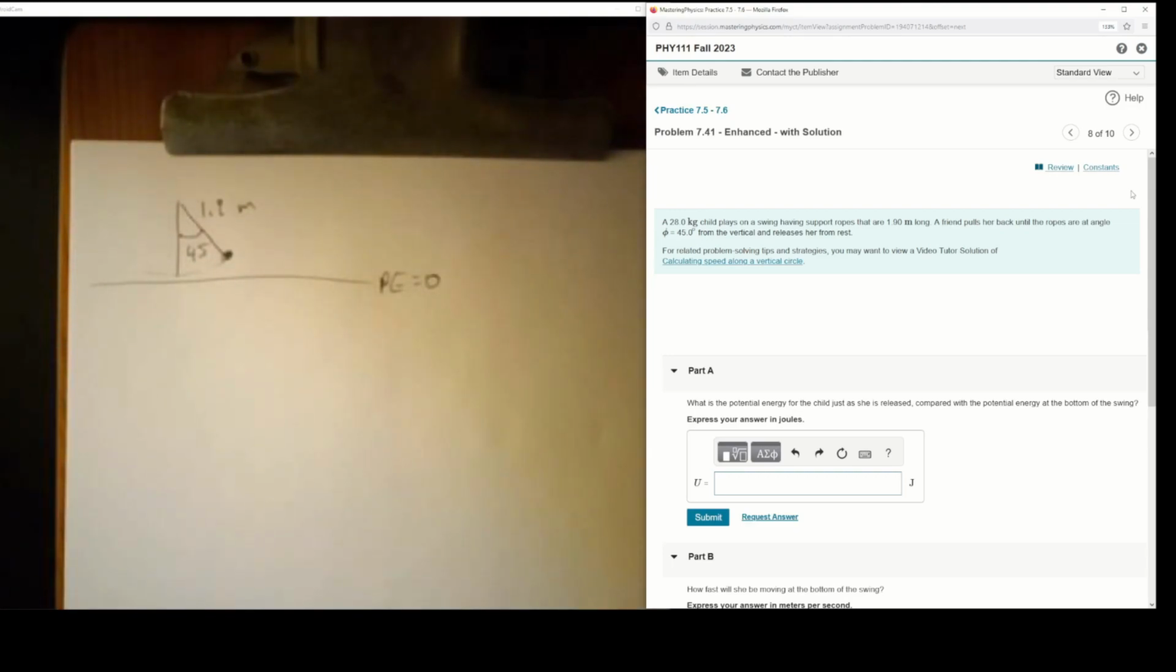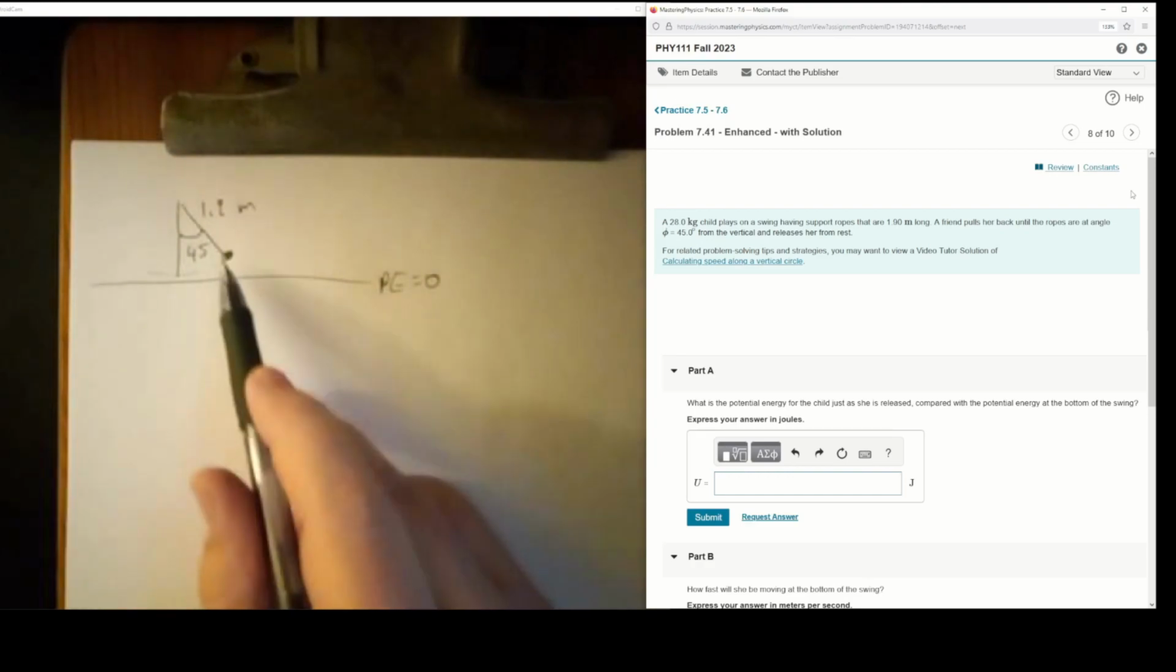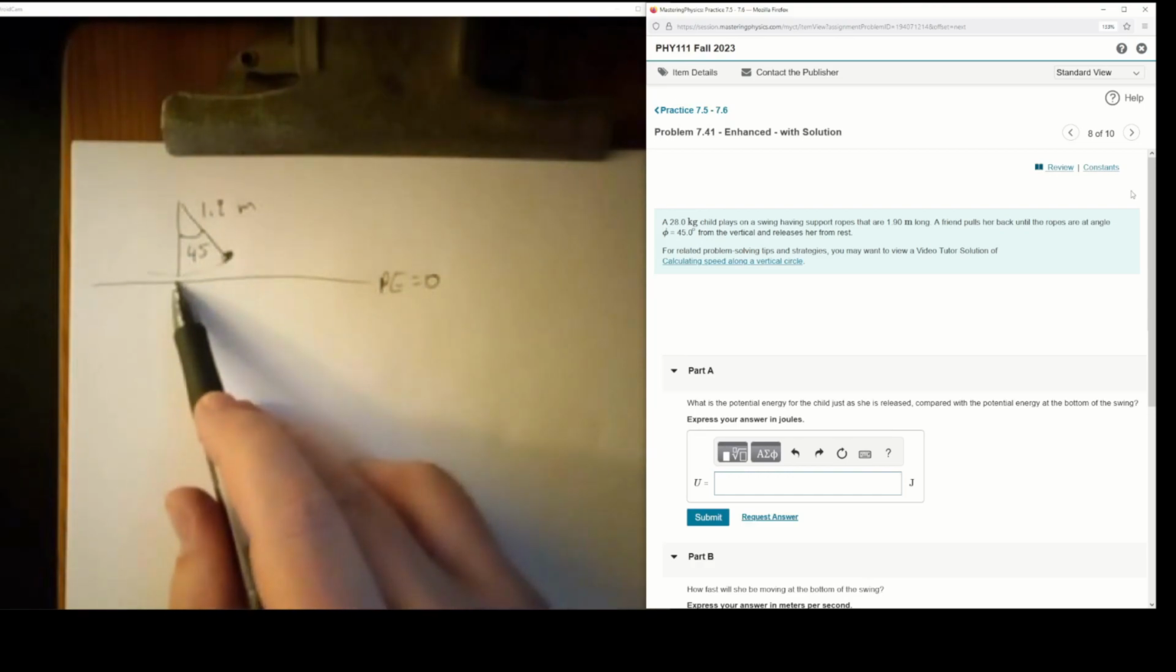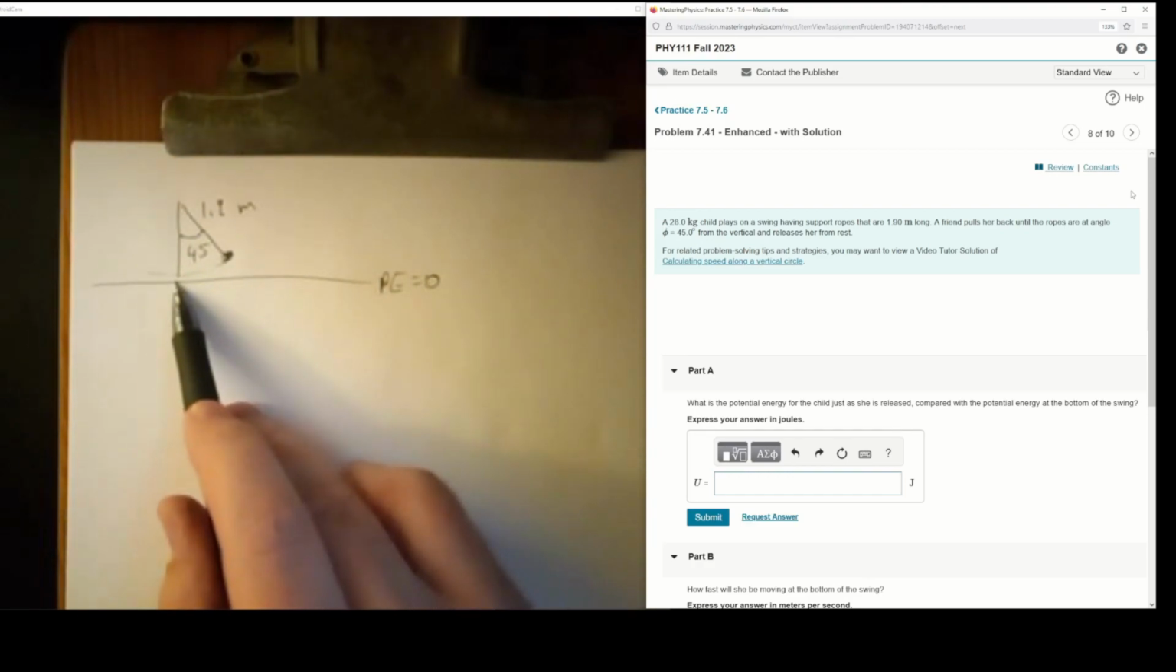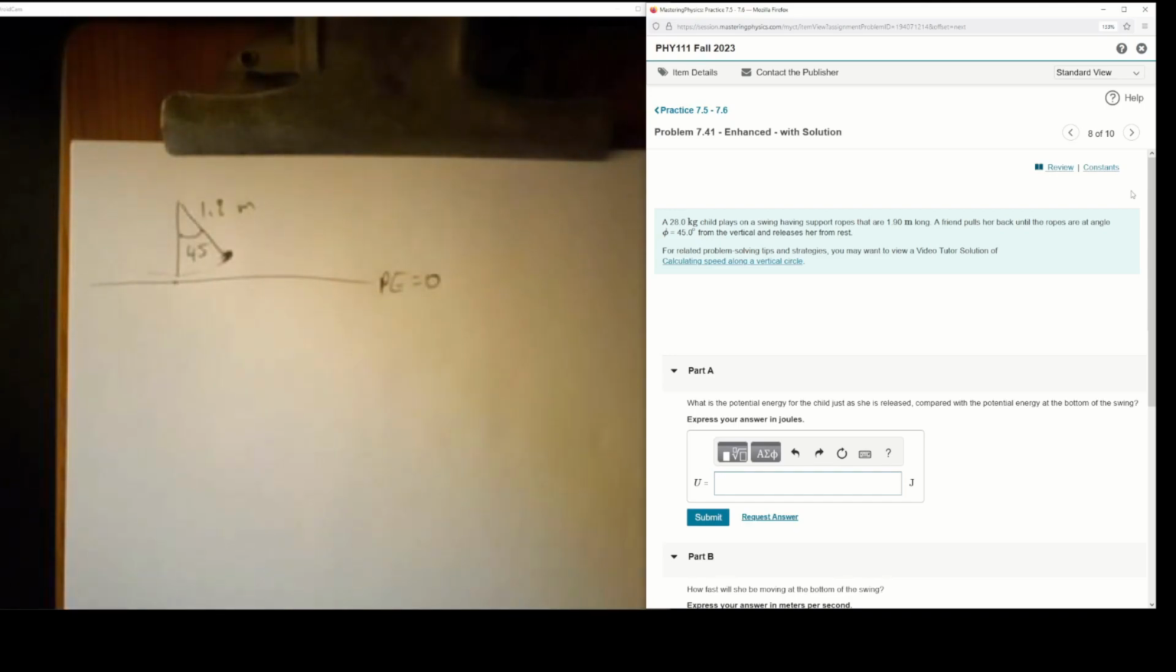Now, another assumption that's going to be made here, and I know it's going to have to be made because they don't have enough information, is that right at the bottom, we're touching the ground. So in the real world, the swing doesn't actually touch the ground. There is some height of the swing above the ground, but we're going to ignore that because they don't tell us what that height is. And if we don't ignore that part, then there's no way for us to actually solve the problem.